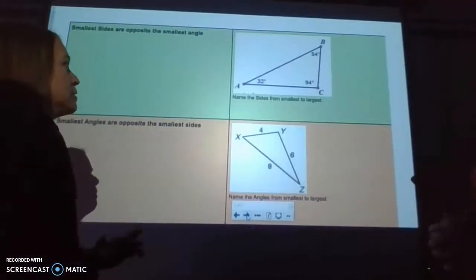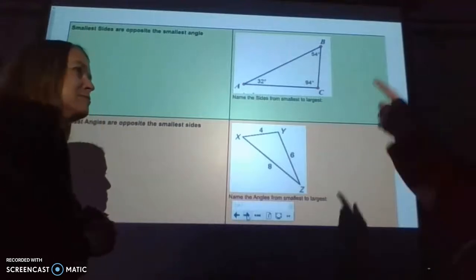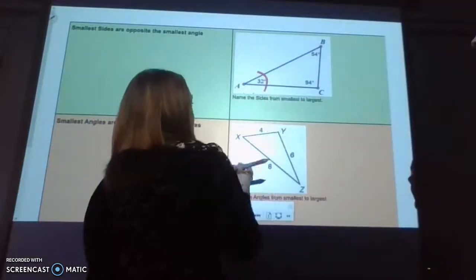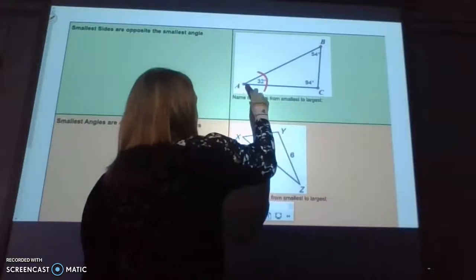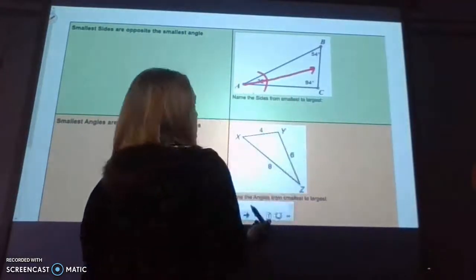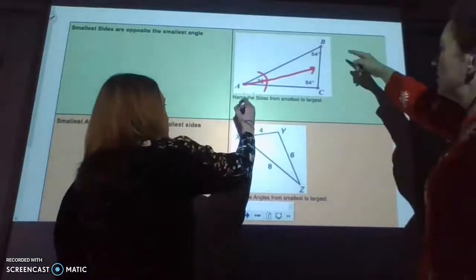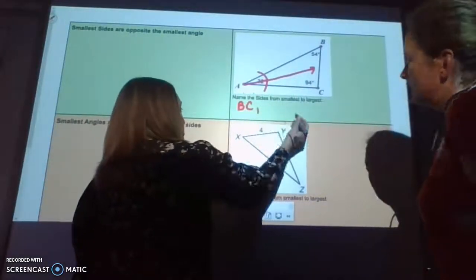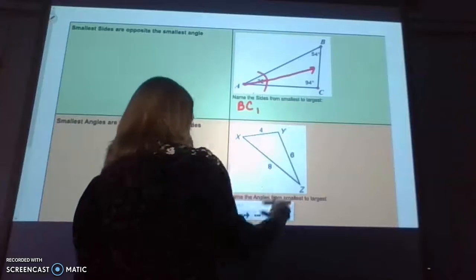So where is the smallest angle? This one, because it's the smallest number. All right, learned that in second grade. Smallest angle. So what is across from that? If I draw an arrow, what's across from that? Thank you for drawing the picture. BC. And I know it's BC because angle A has already been used up, so BC are the two letters I haven't used yet. And it wants us to go smallest to largest. That's why I picked the smallest.